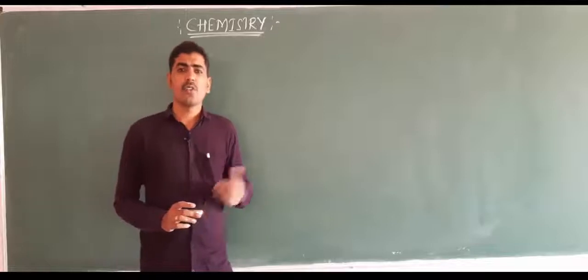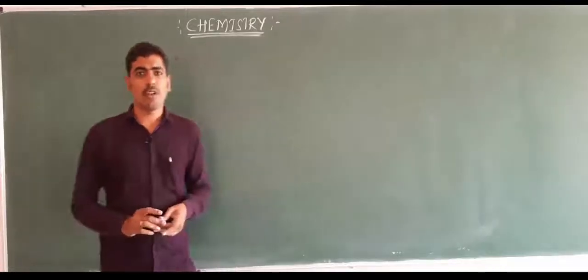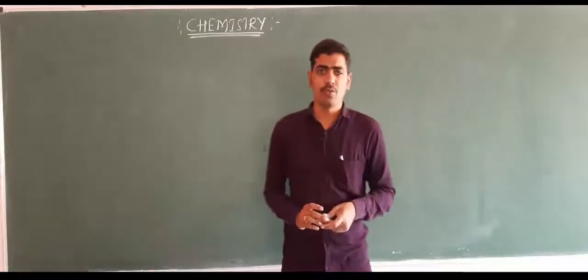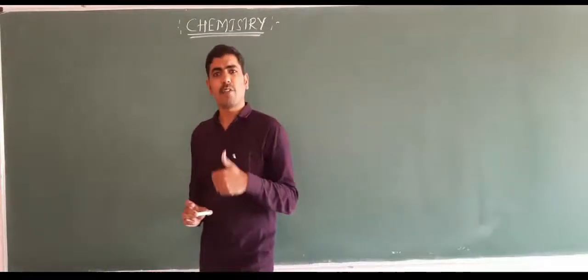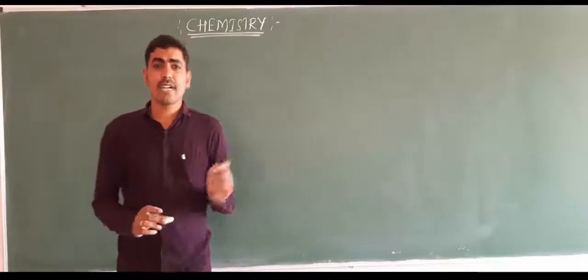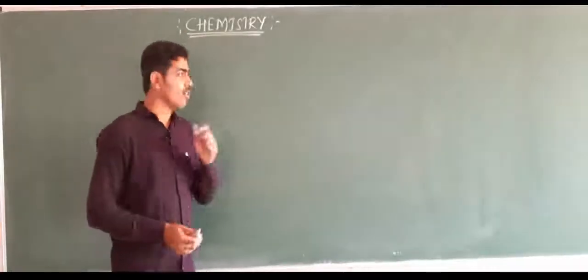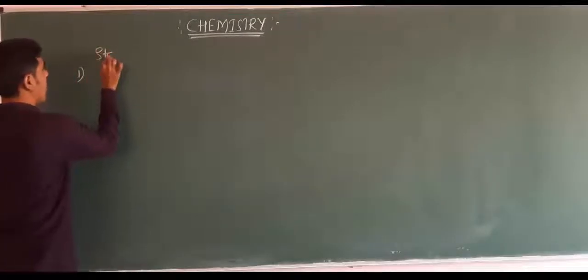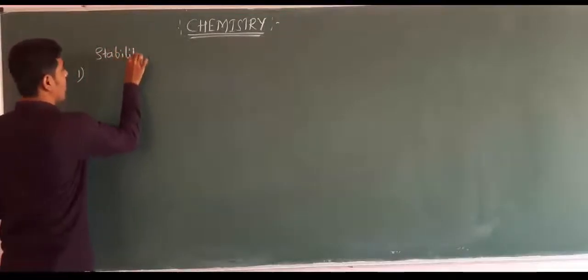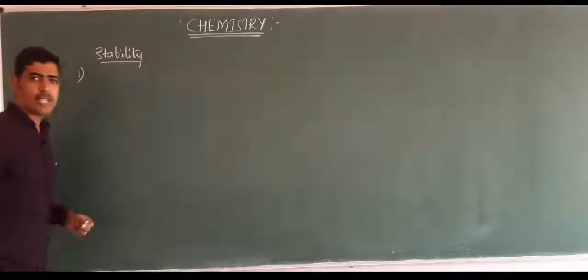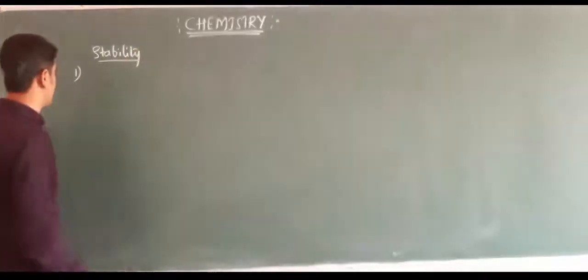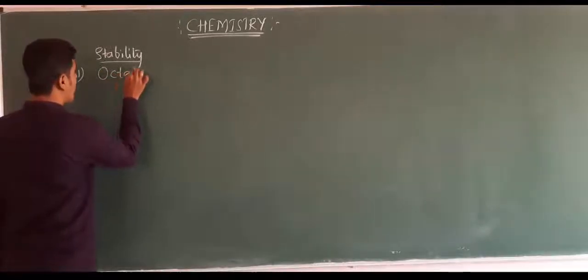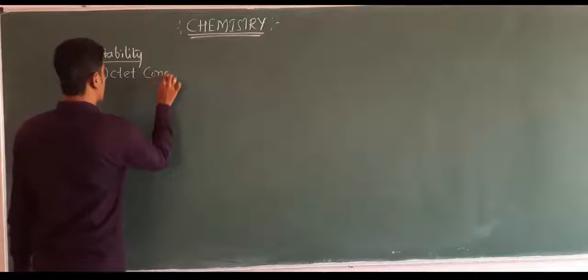So what is the condition for an atom to attain this stability? That we should know. If any atom has to become stable, what is the condition? So there are mainly two conditions for stability of an atom. One is it has to obtain octet configuration.